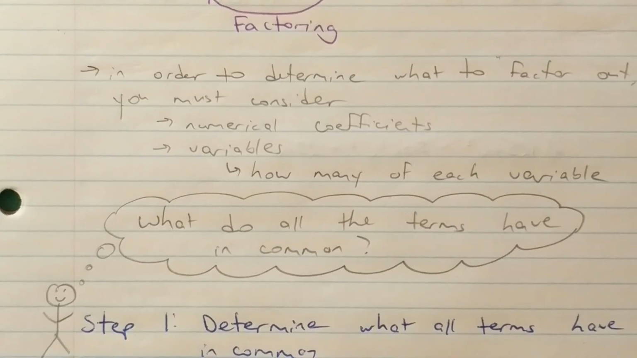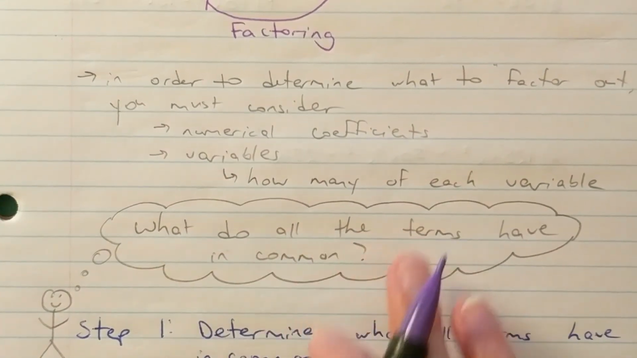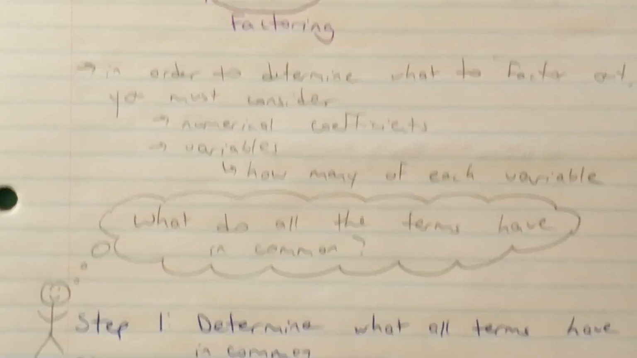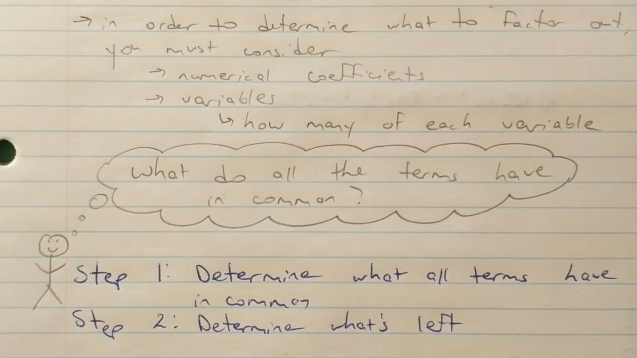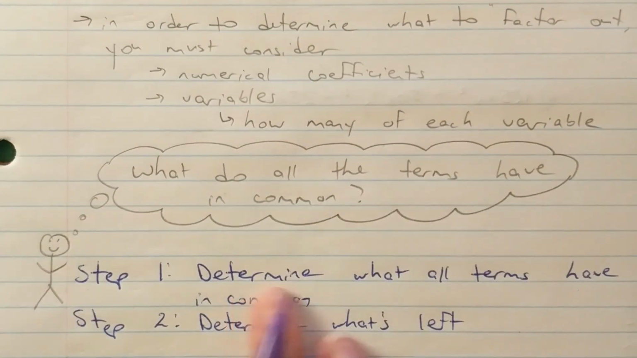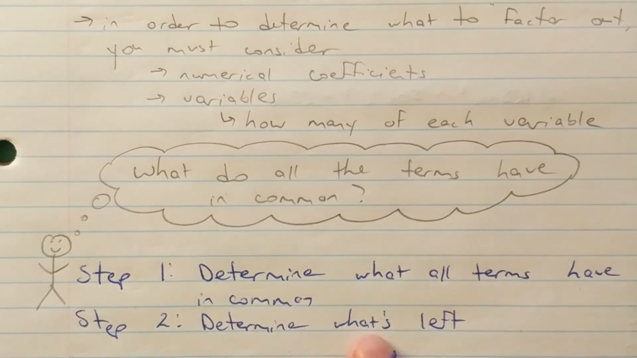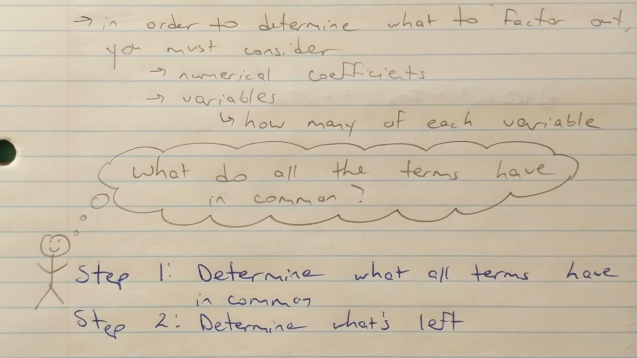Basically, the question that you are going to be asking yourself is, what do all of the terms have in common? There are 2 steps to doing this. Step number 1, determine what all terms have in common. Step number 2, determine what's left. In order to do this, you are going to use your greatest common factors, your knowledge of that from elementary school, as well as your knowledge of just general dividing variables.